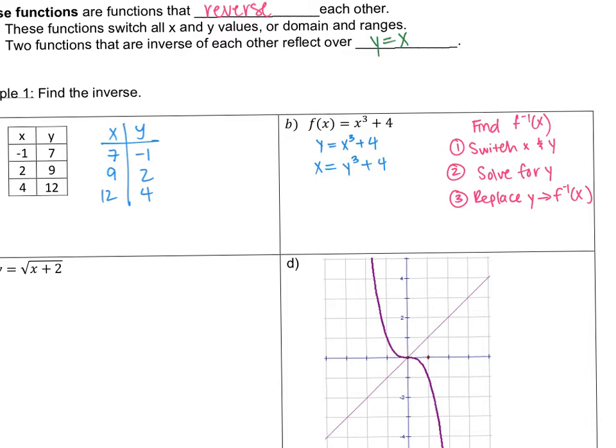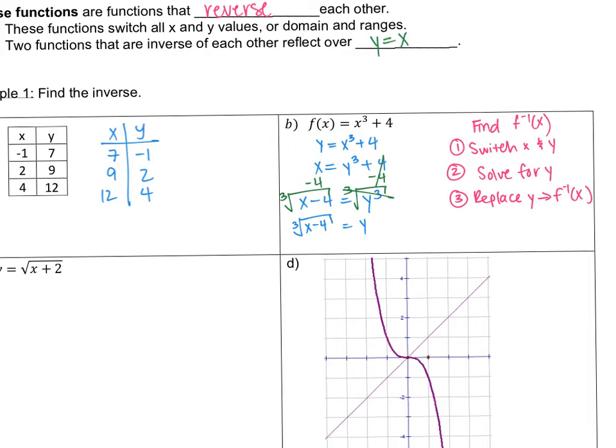So first, we need to subtract 4 from both sides. And so that gives me x minus 4 equals y cubed. To get rid of a cube, you might remember something called a cube root. Take the cube root of both sides. That will cancel out the power. Y comes down, and this is the cube root of x minus 4.